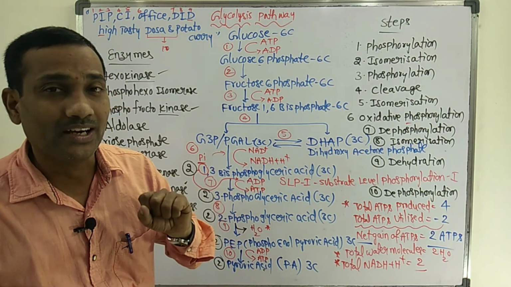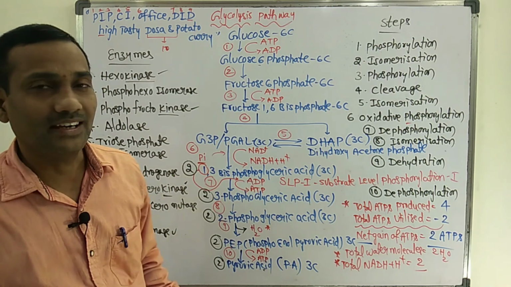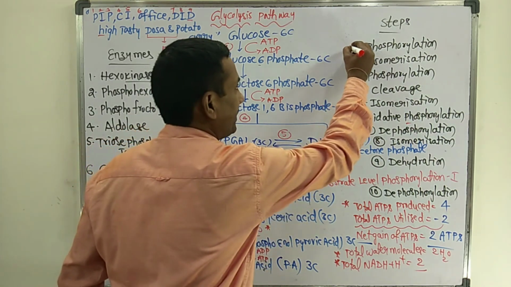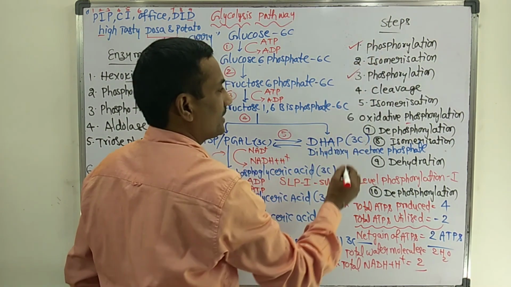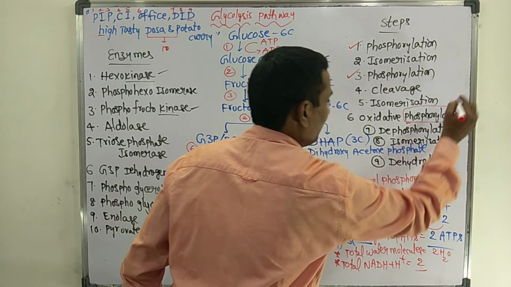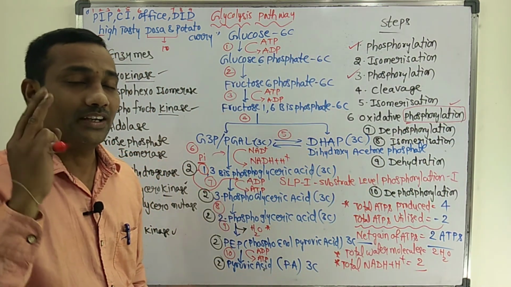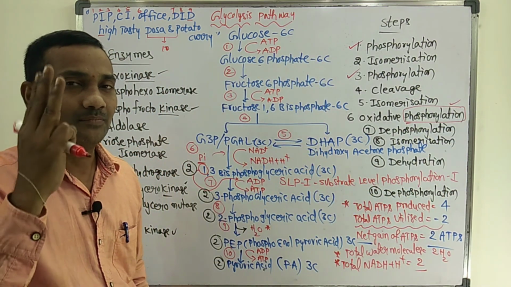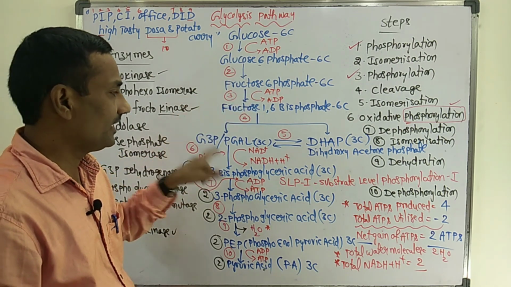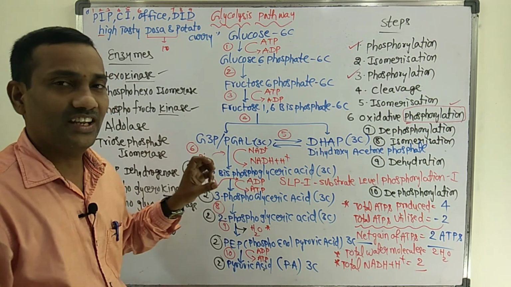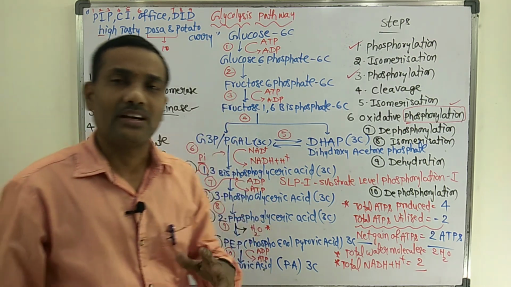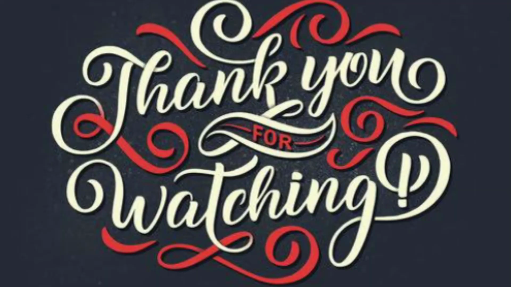How many phosphorylation steps occur in glycolysis? Phosphorylation steps are 3. Here phosphorylation, here also phosphorylation, and this is also phosphorylation, where oxidation and phosphorylation both occur. So in how many steps does phosphorylation occur? 3 steps: the first step, third step and 6th step. Oxidation occurs at which step? The 6th step. Like this, different types of questions you can expect in the exam.